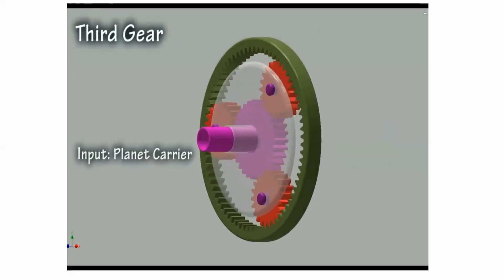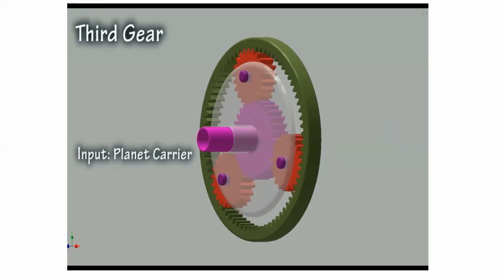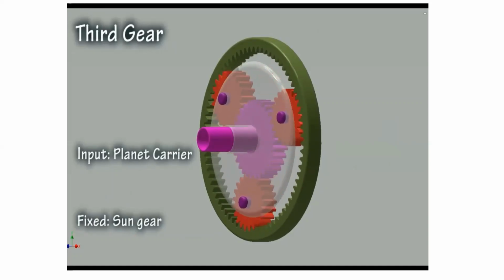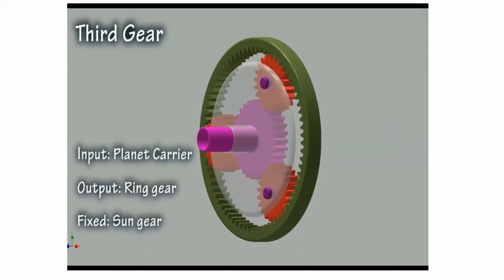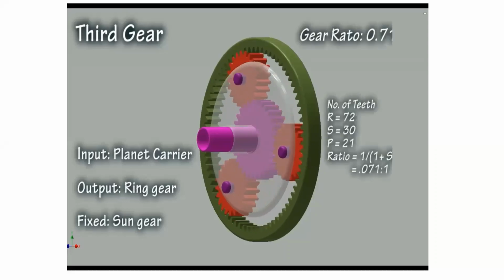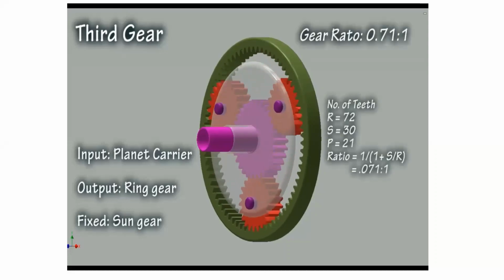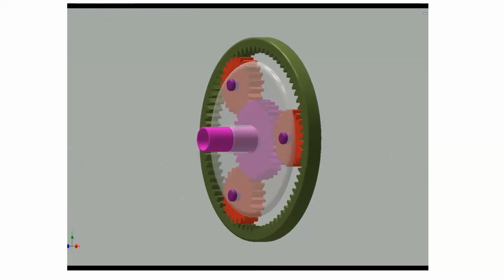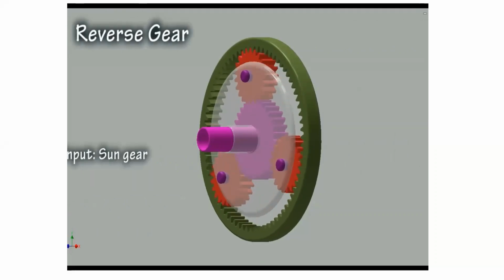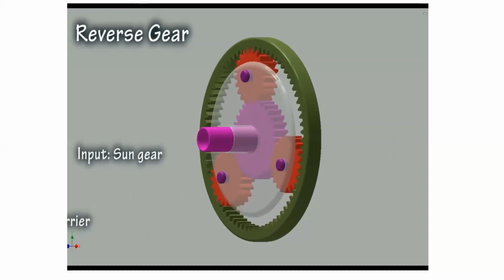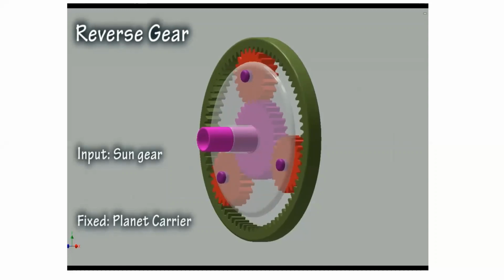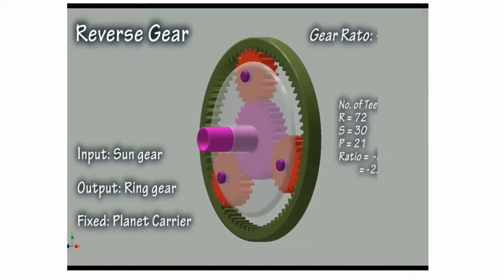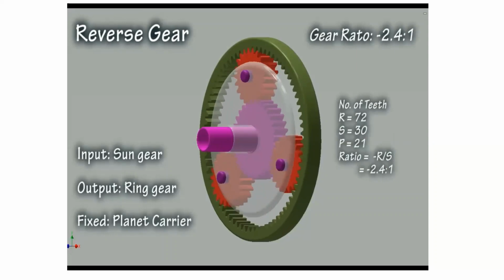In third gear, the planet carrier is driven by the torque converter. The sun gear is held stationary. The ring gear is connected to the output and drives the wheels of the car. Thus a gear ratio of 0.7:1 is obtained, and the output speed is faster than the input speed. In reverse gear, the sun gear is driven by the torque converter. The planet carrier is held stationary. The ring gear is connected to the output and drives the wheels of the car. Thus a gear ratio of -2.4:1 is obtained, and the output speed is slower than the input speed.